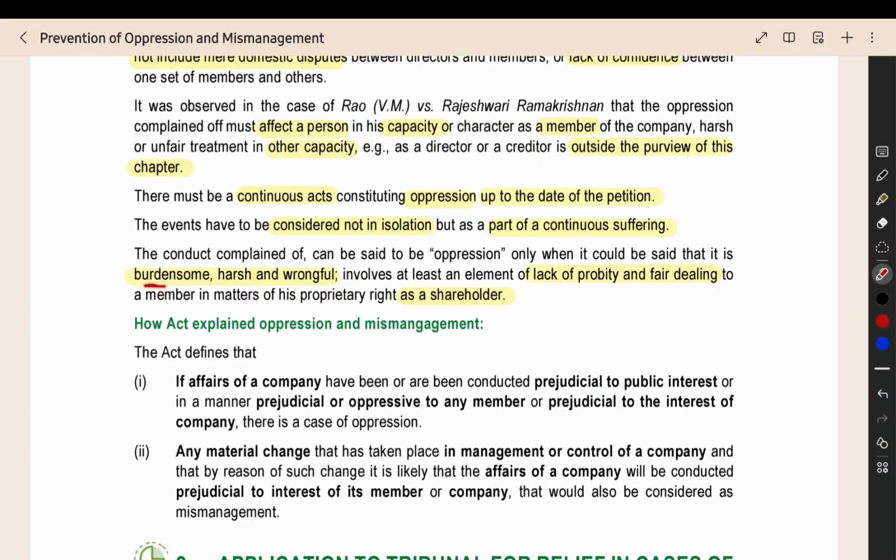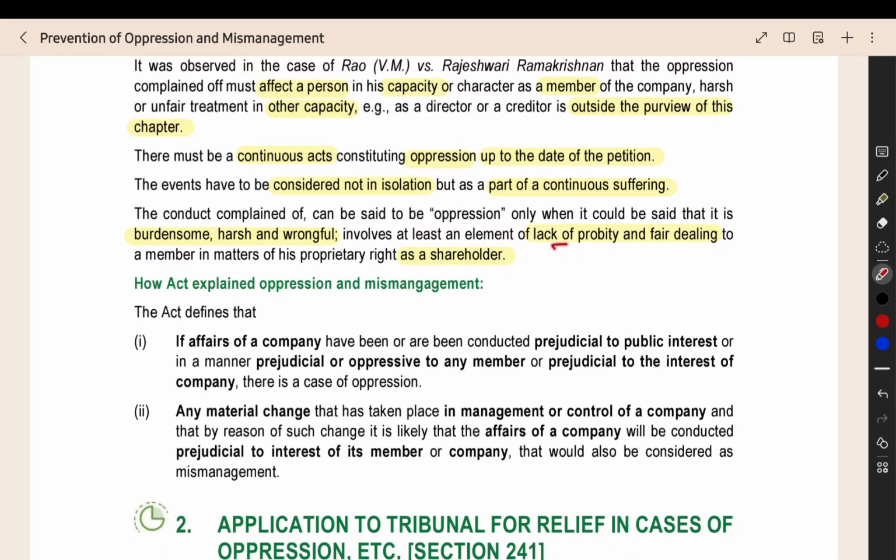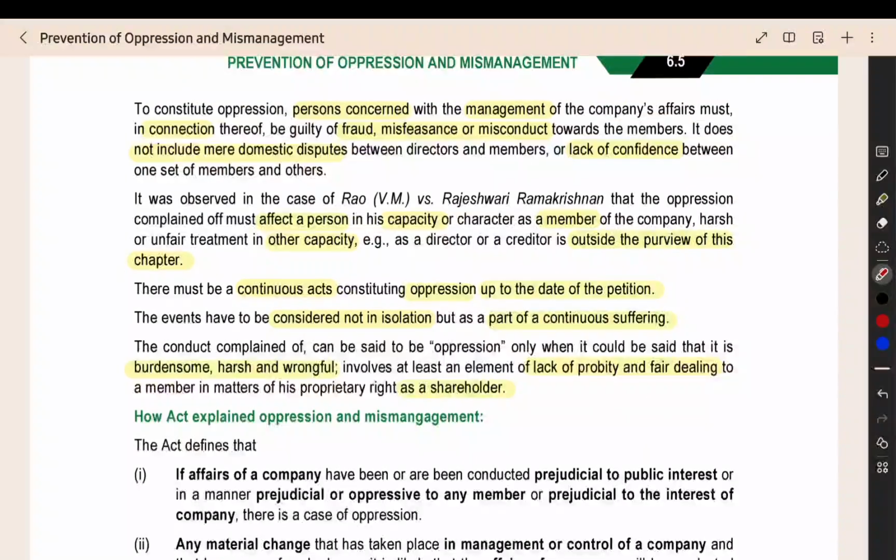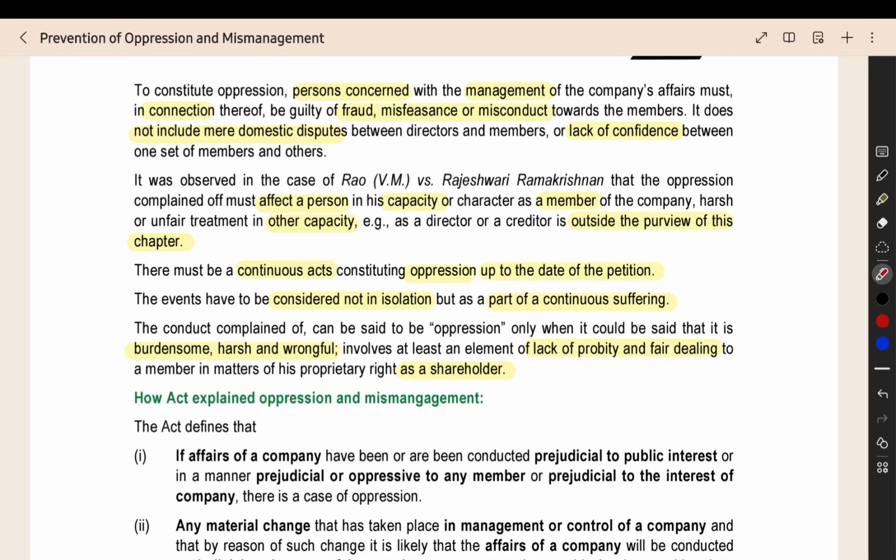Then burdensome, harsh, and wrongful acts should be involved, and there should be a lack of fair dealing. It should not be fair; unfair treatment should be there. Only then can you call it oppression. Then, if the management of the company has done any fraud, misfeasance, or misconduct towards the members, only then can it be considered oppression. A normal domestic dispute, where a member said one thing and the director did not agree to it, will not come under oppression. Fraud, misfeasance, misconduct should be there on the part of the director or the management of the company.